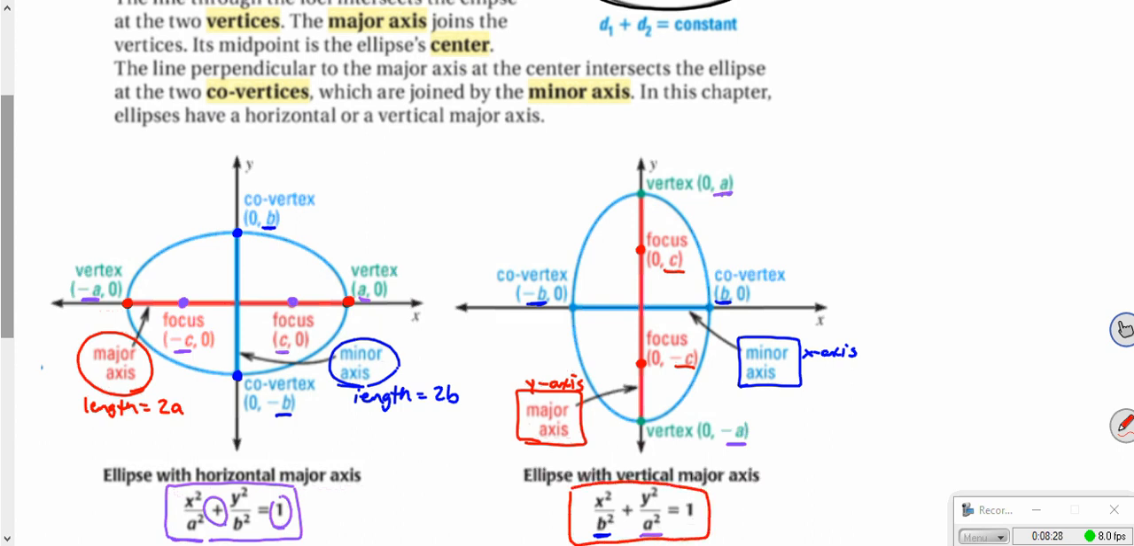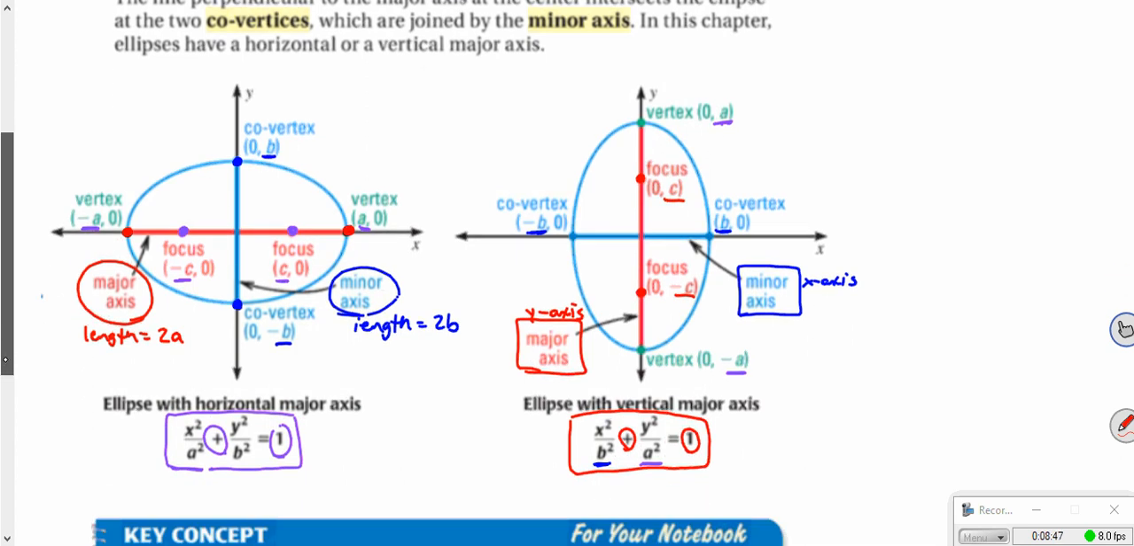But again, I want to point out the plus and the 1, okay? Ellipses have basic equations where you have x squared over a constant plus y squared over a constant equals 1. Okay, that's the basic form.